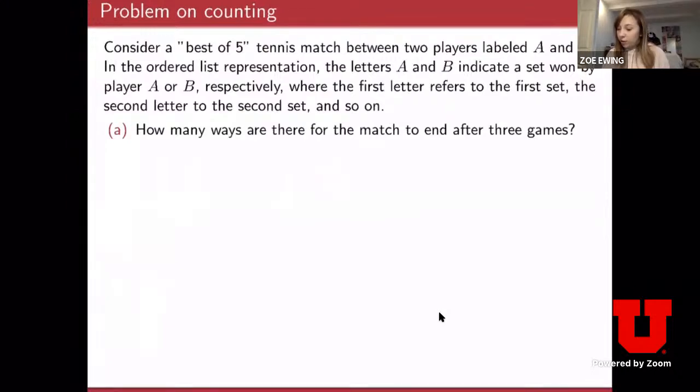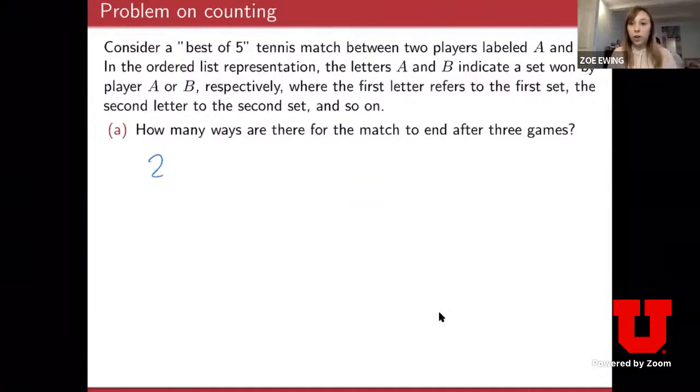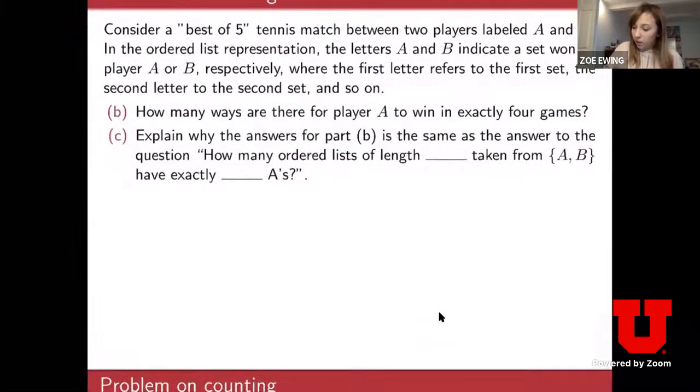So how many ways are there for the match to end after 3 games? And remember that this is a best of 5. There's only 2. Yeah, there's 2 ways, because after somebody hits 3, if they've won all 3 sets, it's over. So in order for the match to end after 3 games, one person has to win all 3. So our options are either AAA or BBB.